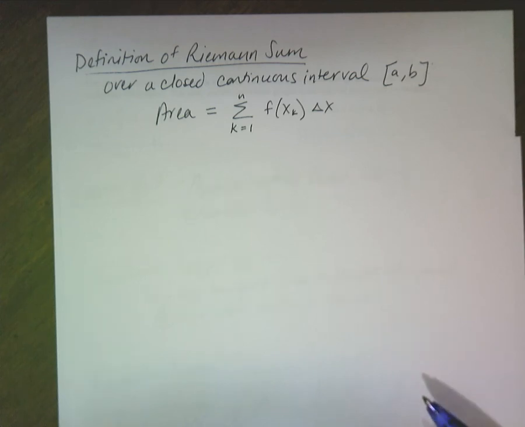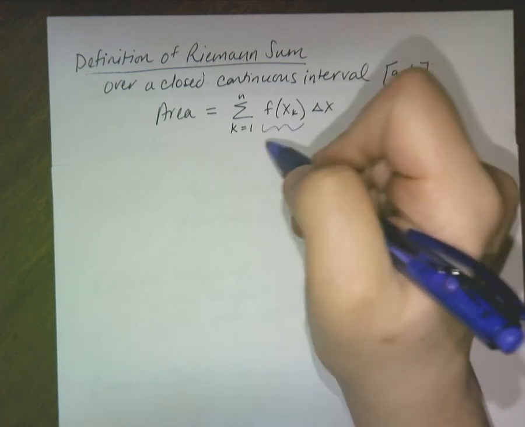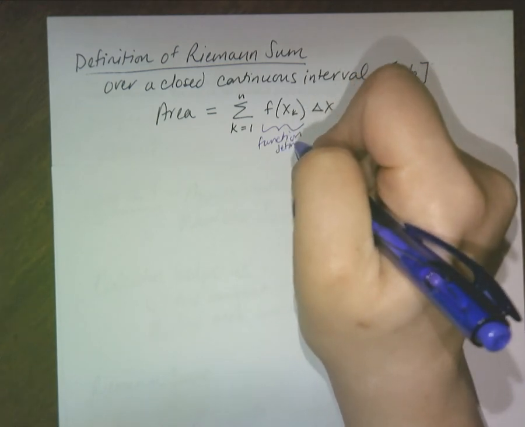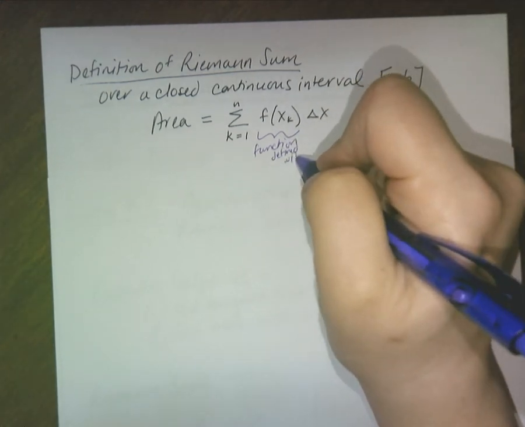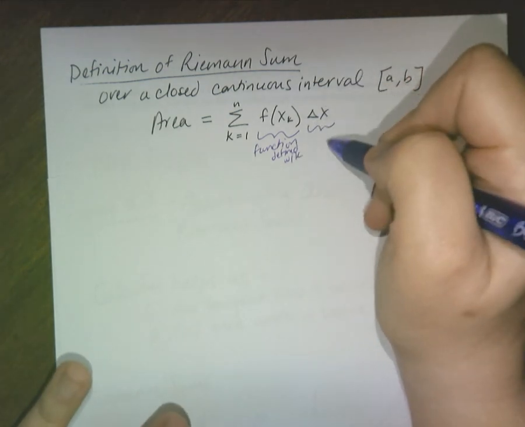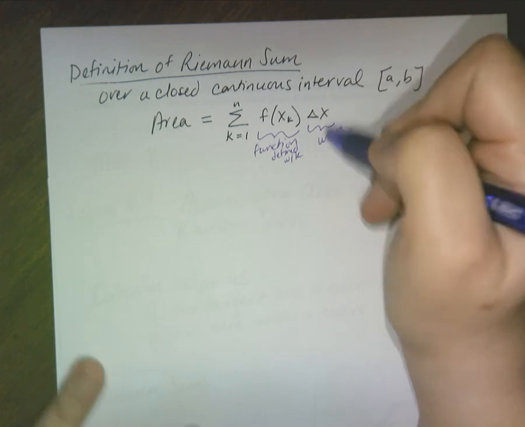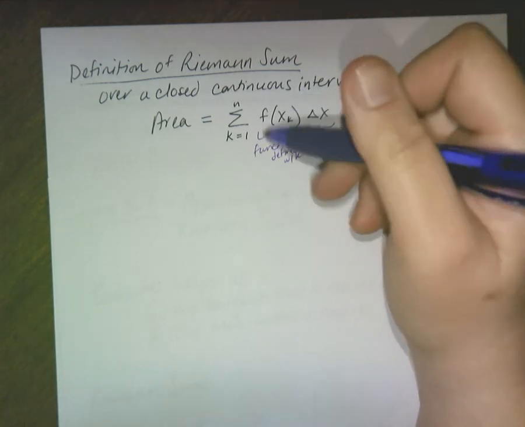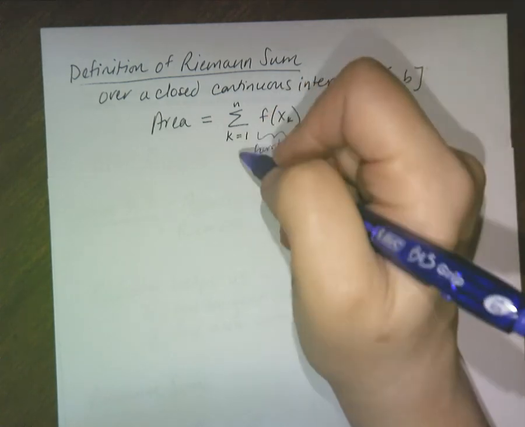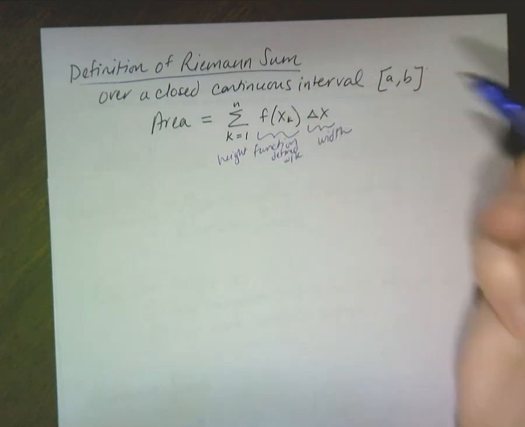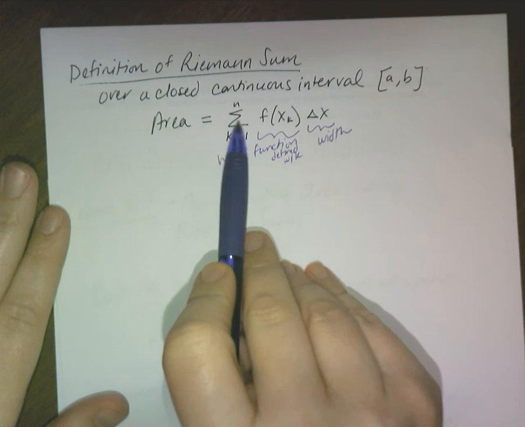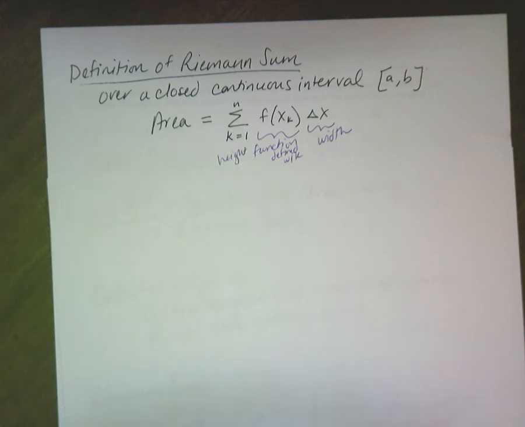Okay, this is pretty much a function defined at k. This right here, delta x, we're going to become even more familiar with it. There's other formulas, but that is your width for the function. Okay, this is your height, function defined at k. And then this is your width. So again, why do we have this sum here? Because we're adding up all those rectangle areas together.